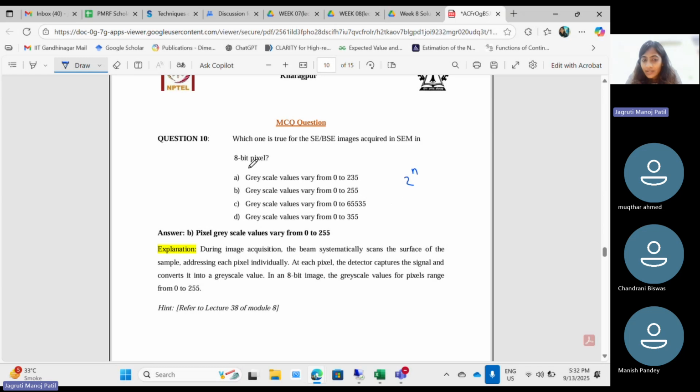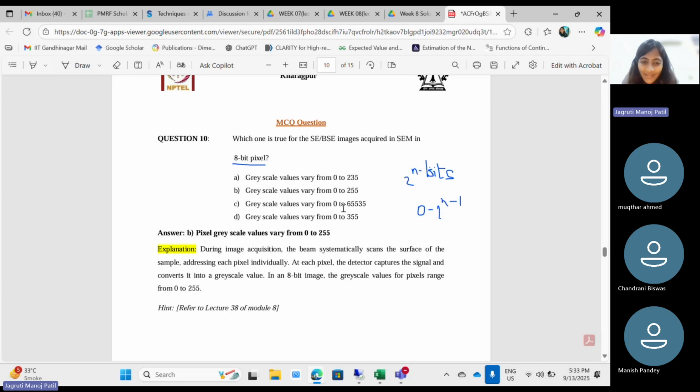And now that's an 8-bit pixel. Here n stands for bits. Sorry for the handwriting. I hope you understand this. So if you have an 8-bit system, an 8-bit pixel, your image will have intensity values ranging from 0 to 2 raised to n minus 1. Okay, I hope that is fine. So that's why you'll get something like this, the B option here, right?